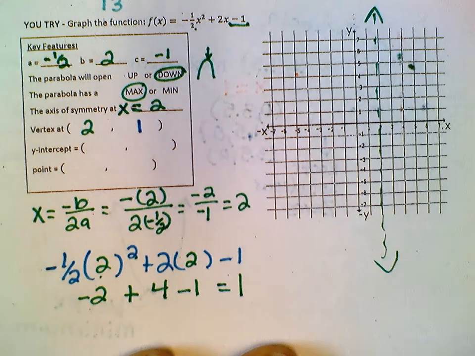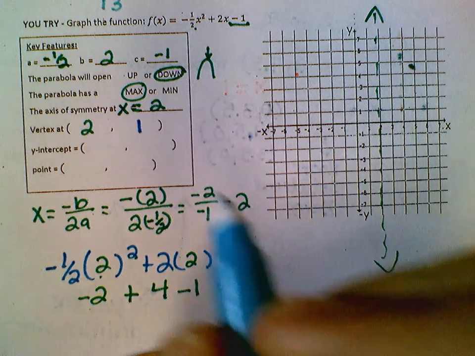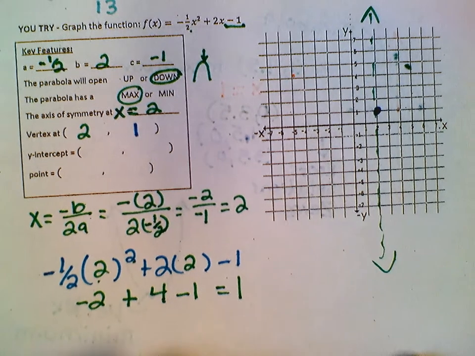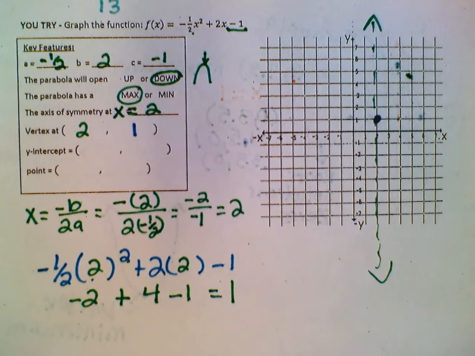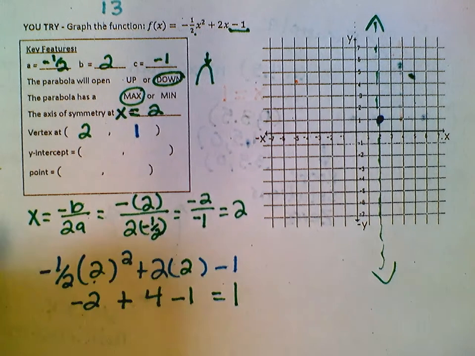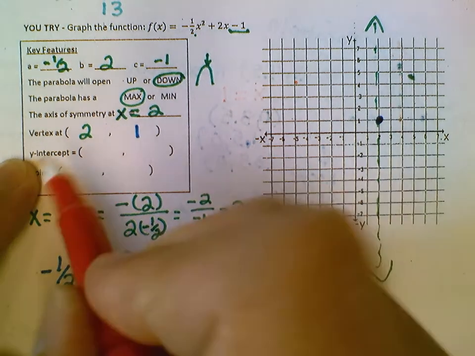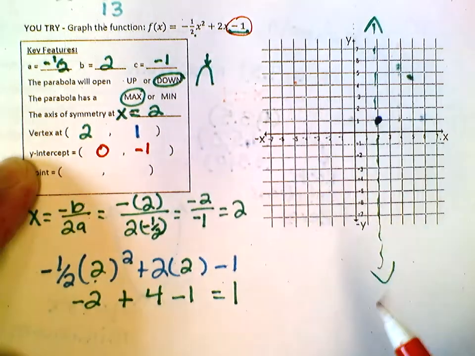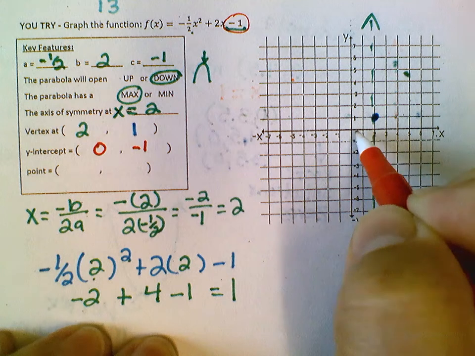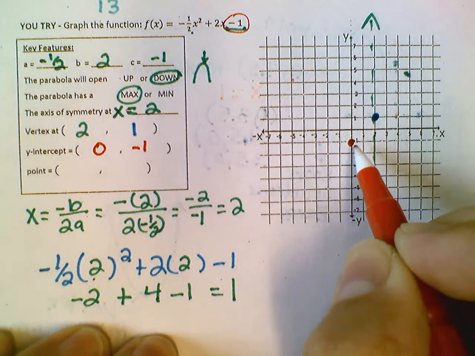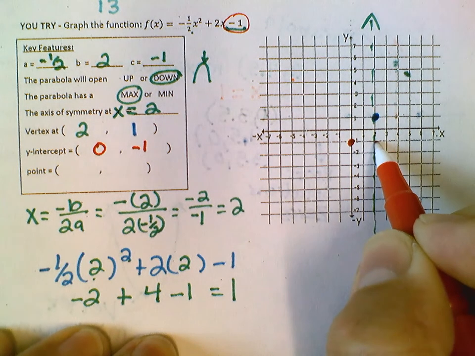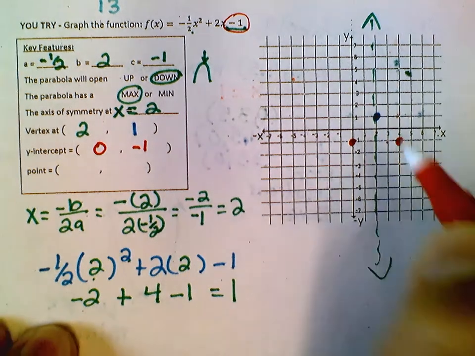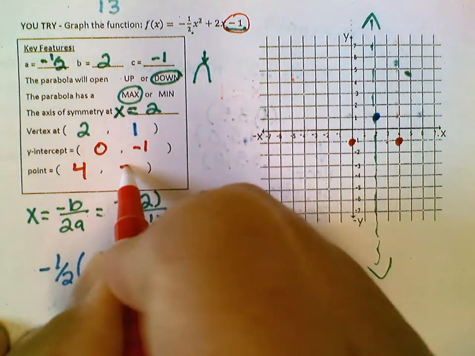So there's my little invisible line of symmetry. My vertex is 2, 1. So it goes right here. My y-intercept is at 0, negative 1 because of the c value. So 0, negative 1 is here. I notice that it is 2 spaces from the axis of symmetry. So if I move 2 spaces to the other side, then I have another point for negative 1.